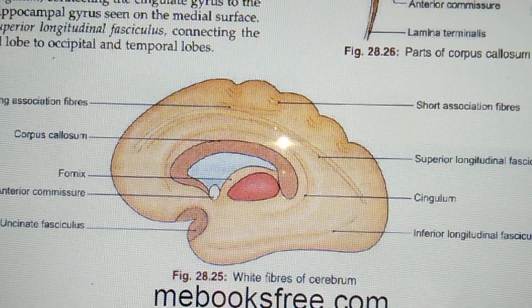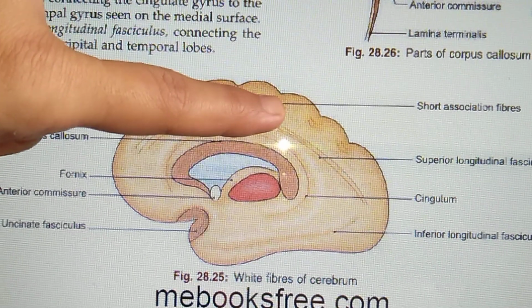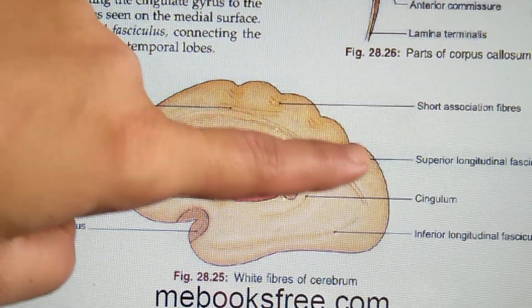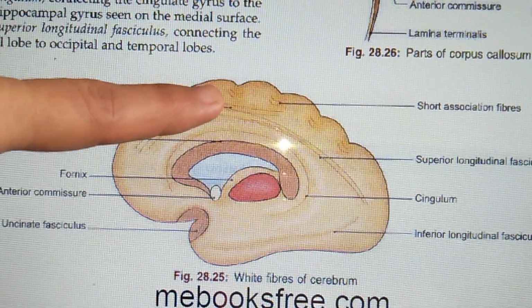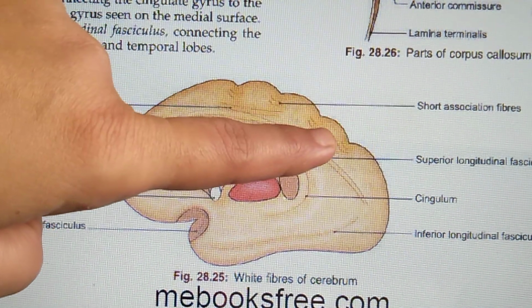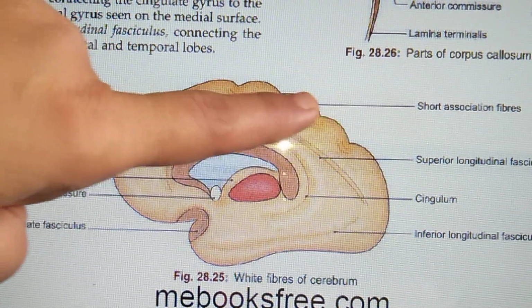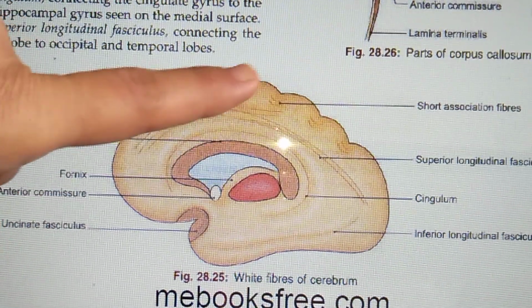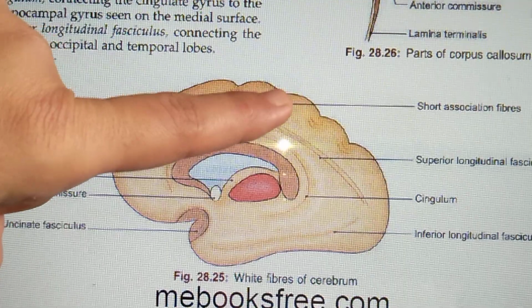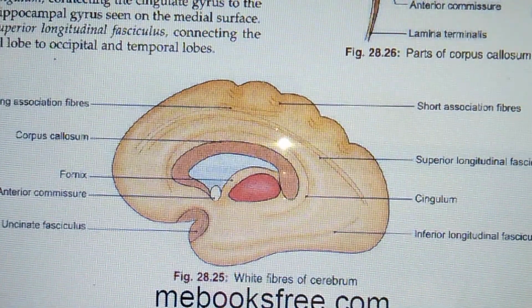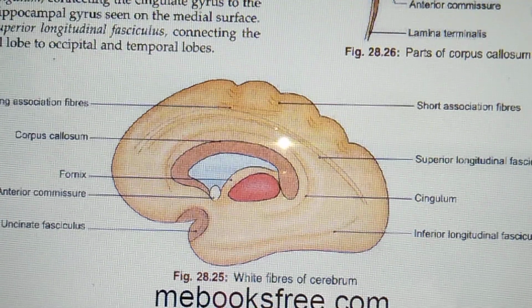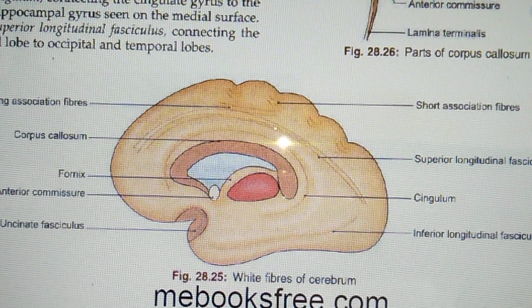One is the short association fibers that you can see here. Now, these curvatures that you can see represent the different gyri. So the adjacent gyri are connected to one another. These connecting fibers are called the short association fibers. They connect the adjacent gyri to one another.